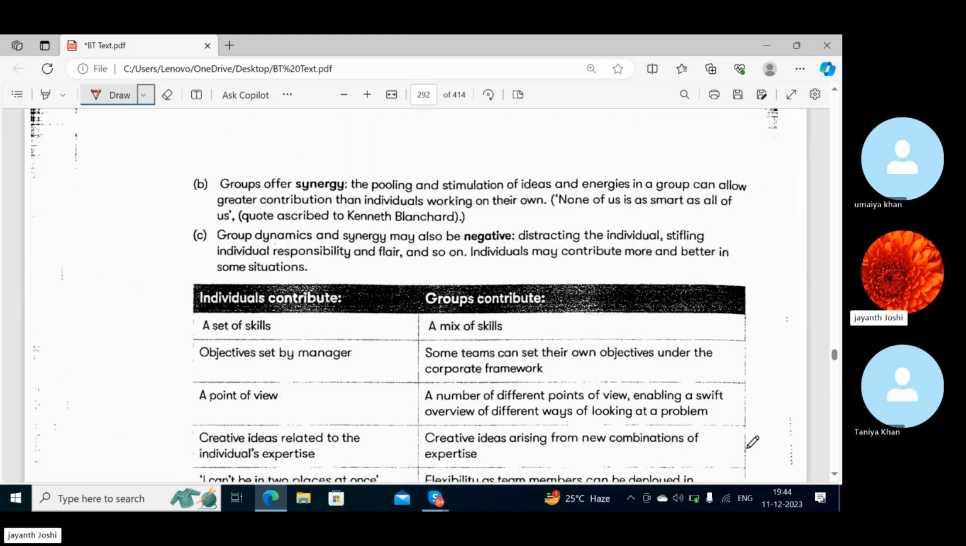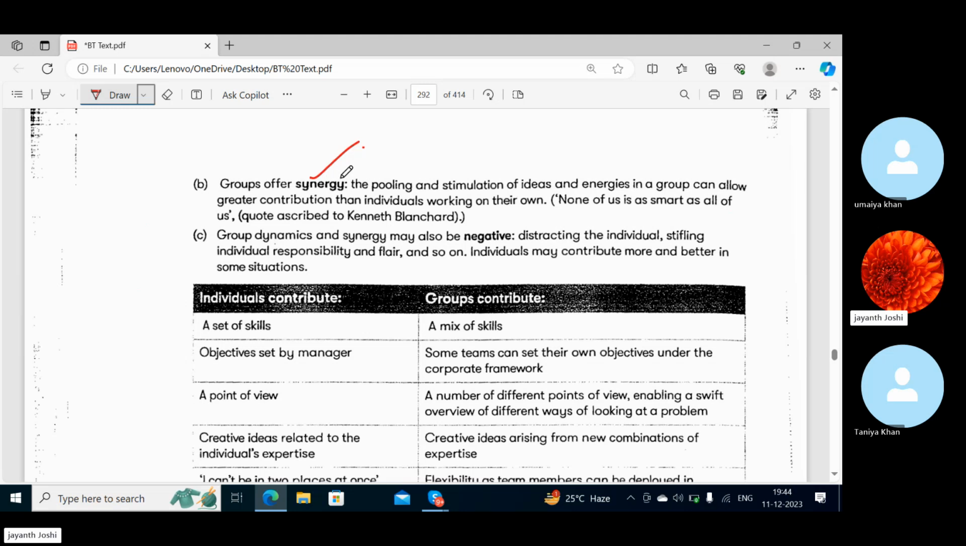Groups offer synergy. Yes, excellent. Synergy is nothing but when you take some four or five people, you can divide the task and do that. So synergies of combination can be attained or achieved through groups. That means more benefits can be taken in that case, right? So the pooling and stimulation of ideas.